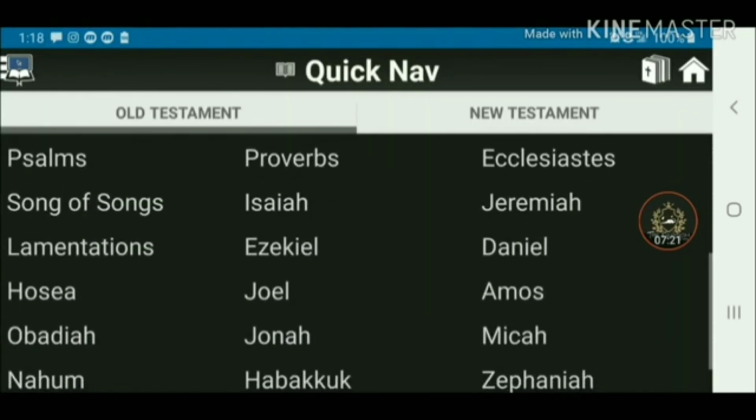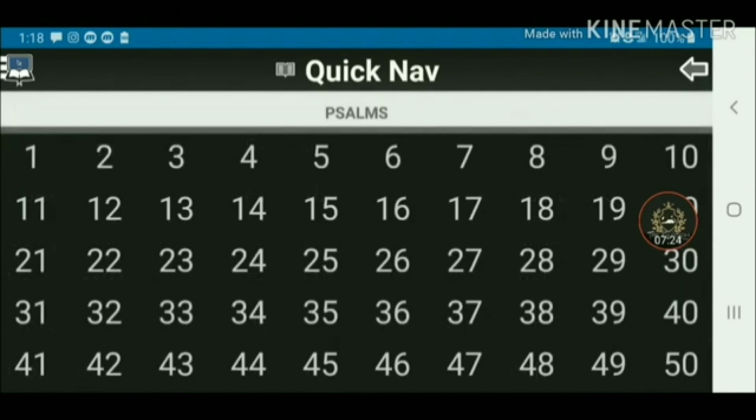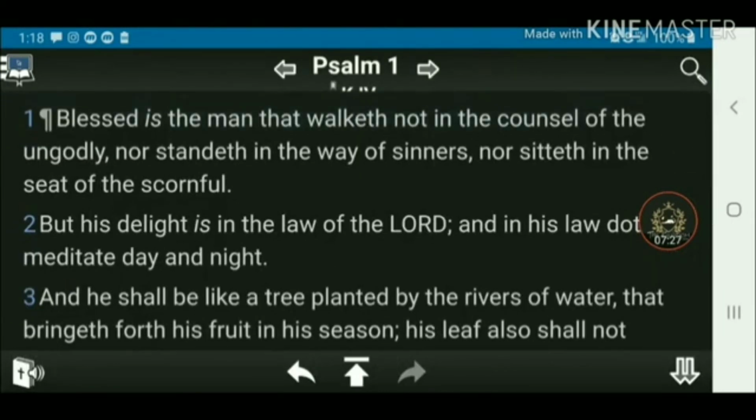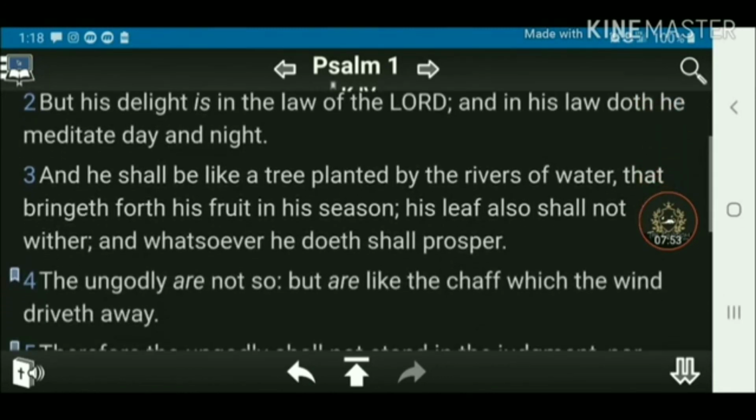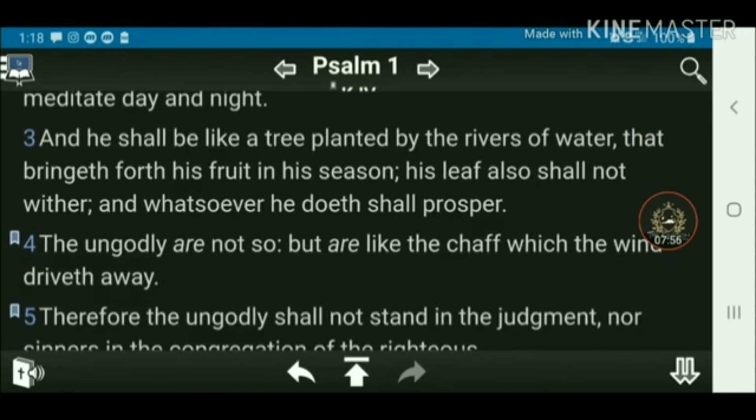All right, let's go to the Psalms, chapter 1. Blessed is the man that walketh not in the counsel of the ungodly. And hopefully that means you ain't in IUIC or ISUPK or GOCC or one of these other camps. Nor standeth in the way of sinners, nor sitteth in the seat of the scornful. But his delight is in the law of the Lord, and in his law doth he meditate day and night. And he shall be like a tree planted by the rivers of water, that bringeth forth his fruit in his season. His leaf also shall not wither, and whatsoever he doeth shall prosper.